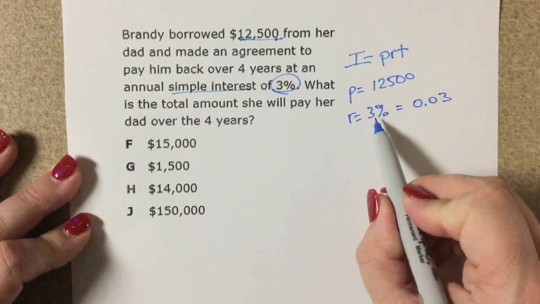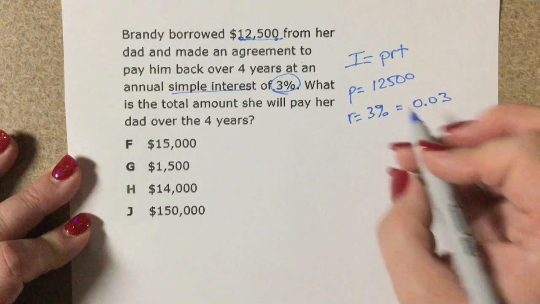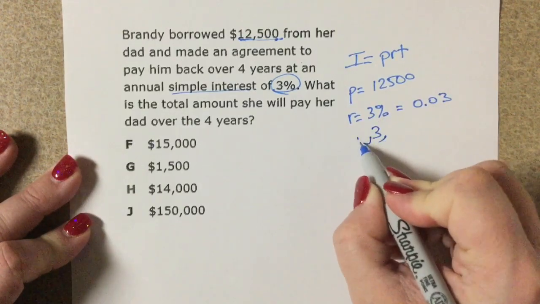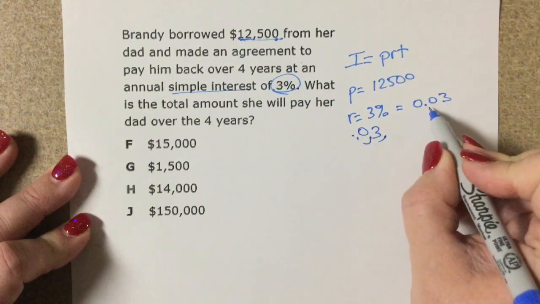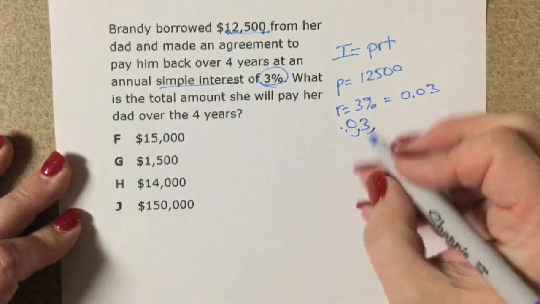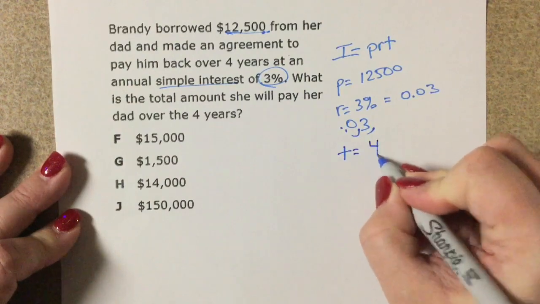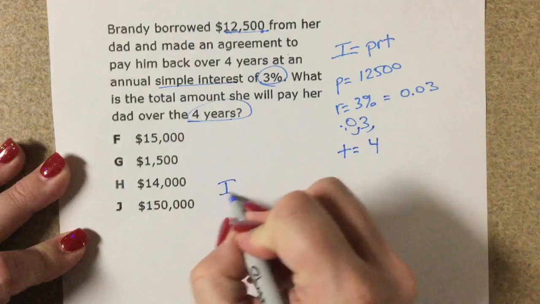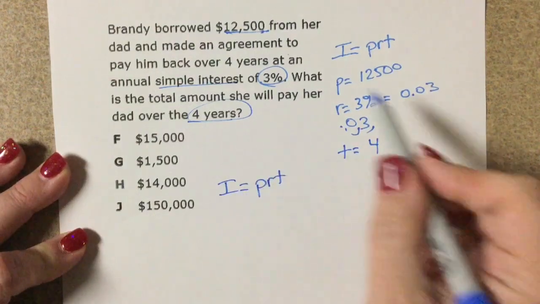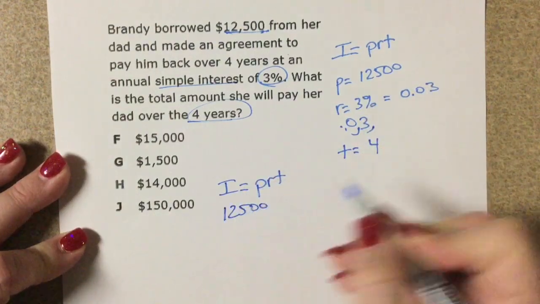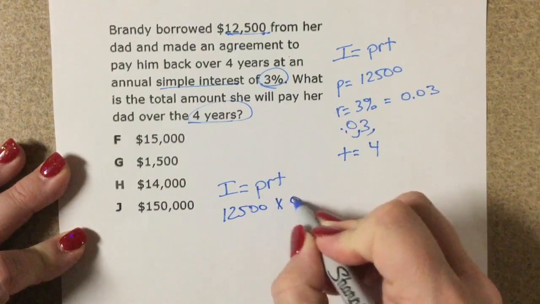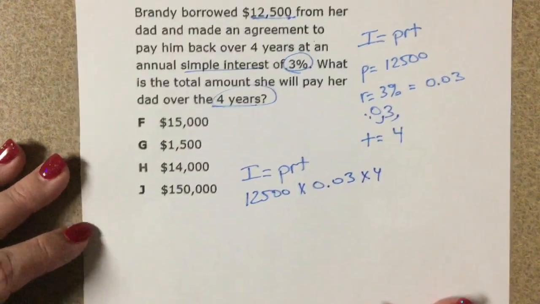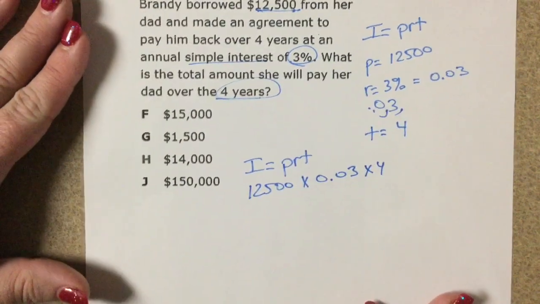All right, so please don't lie. Move the decimal 2 places to the left. So my decimal was behind it, 1, 2. I'm going to get 0.03 there. And my time is years, and we have 4 years right here. All right, so I'm going to multiply these 3 numbers together: my principal of 12,500, my rate of 0.03, and my years of 4.